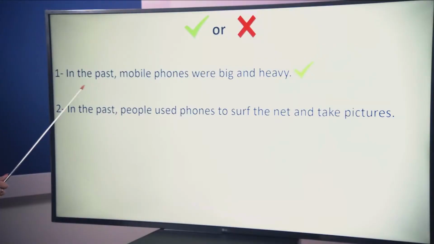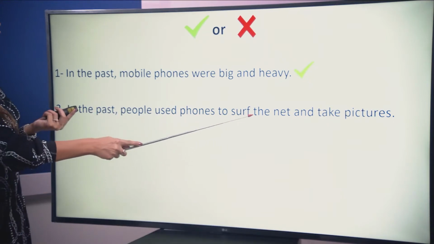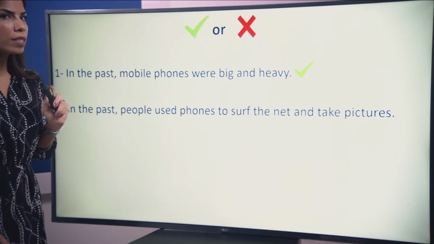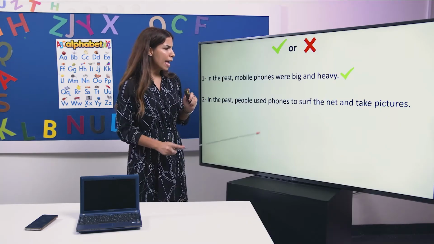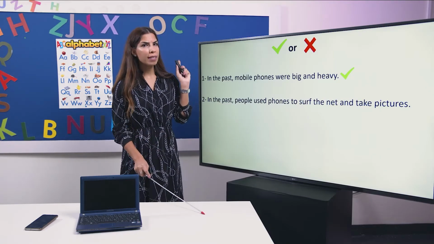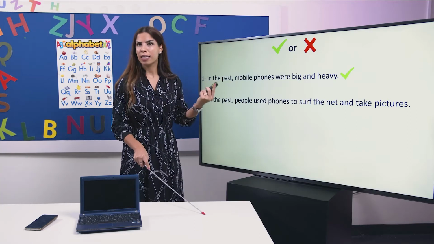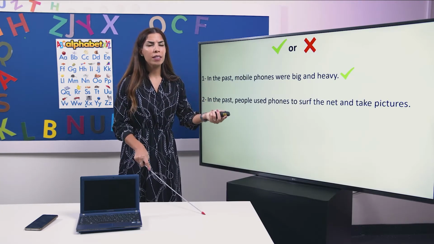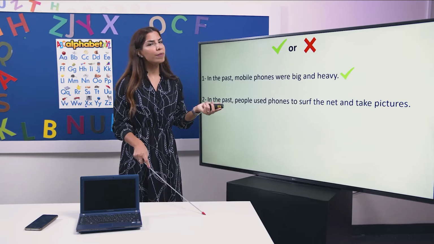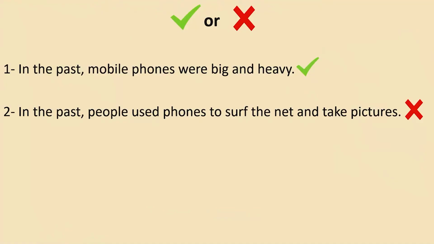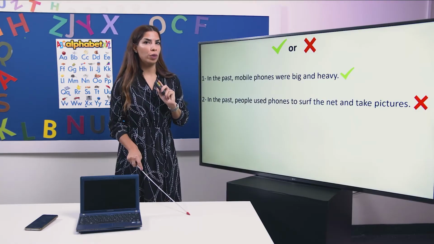Number 2. In the past, people used phones to surf the net and to take pictures. What do you think? Did they use their phones in the past to surf the internet? Take pictures, send emails? Did they do that? No, of course not. They only used their phones to make phone calls.